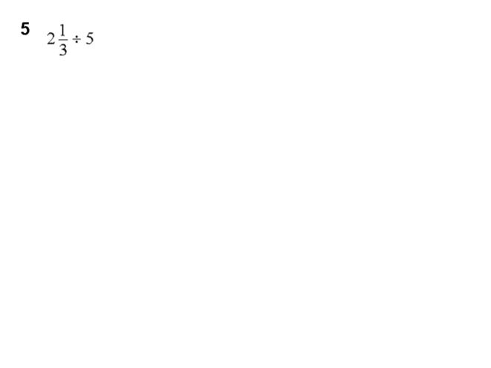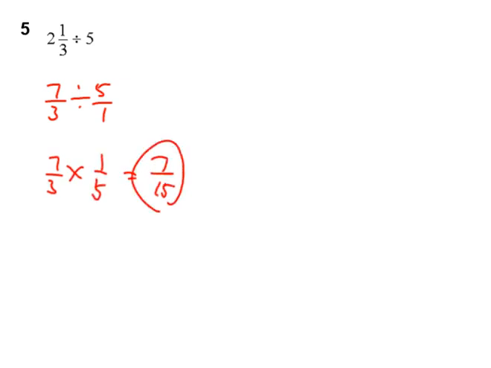Question 5, we have the division of a fraction, in this case a mixed fraction, by a whole number. Change it to an improper fraction, and consider 5 to be 5/1. The easiest way we could do it, we could find a common denominator of 3 and divide the numerators. Or, alternatively, keep the first fraction and multiply by the reciprocal. That gives you a final answer of 7/15.